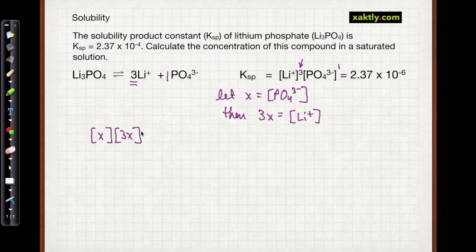X times 3X, and that quantity has to be cubed, is equal to our KSP, 2.37 times 10 to the minus 6th. And now we just do what this algebra tells us to do. 27x to the 4th is that product. And then we can divide by the 27 to get x to the 4th isolated.